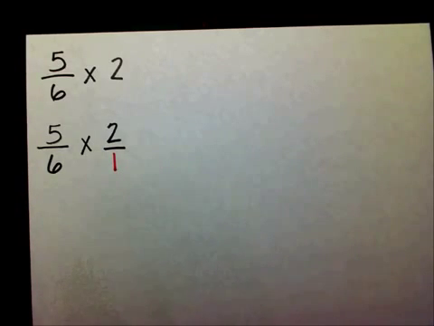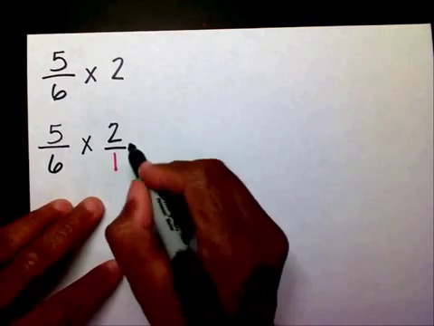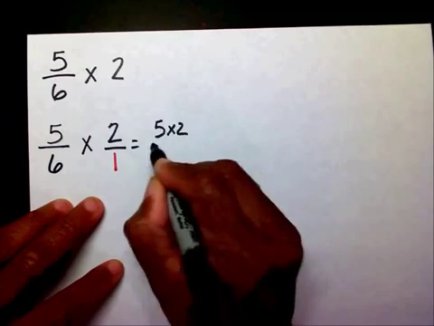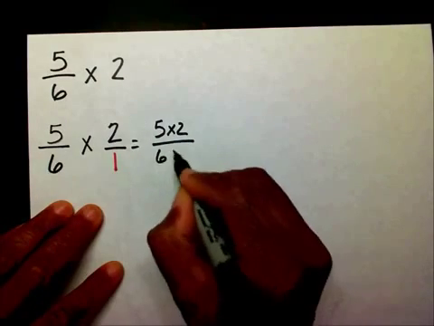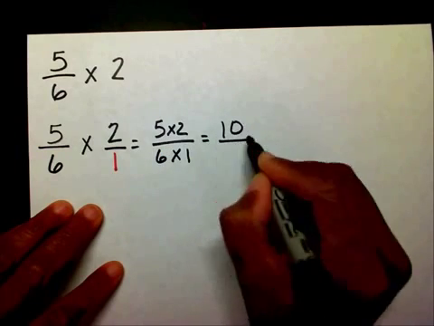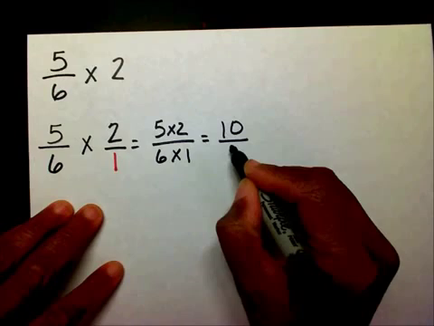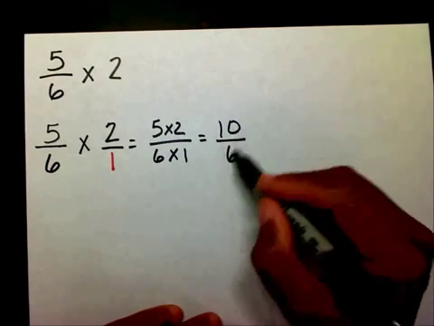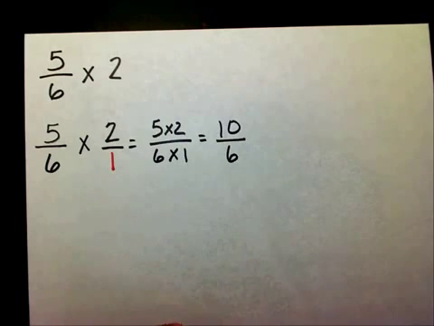So now that I've done that, now I can just multiply across. I'm going to say 5 times 2, and I'll multiply 6 times 1. So 5 times 2 is 10, and 6 times 1 is 6. If you notice, I have an improper fraction here. If you've not watched the video on changing improper fractions to mixed numbers, please watch that video, and that'll explain this process in more detail.